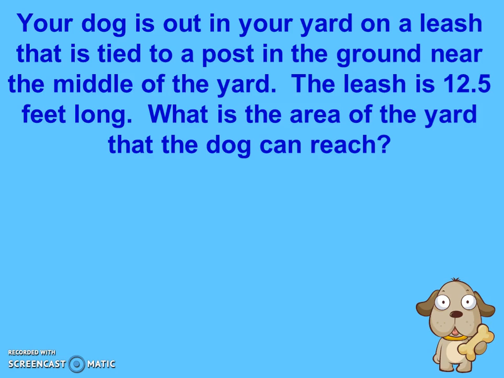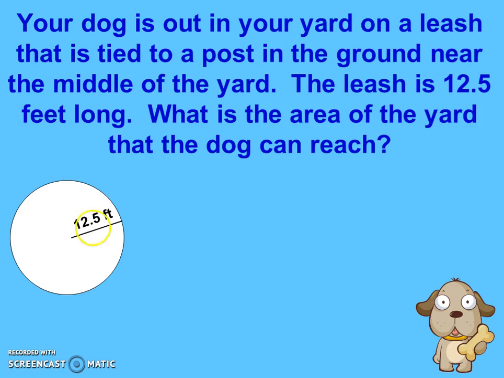All right, last example. Your dog is out in your yard on a leash that's tied to a post in the ground near the middle of the yard. The leash is 12.5 feet long. What's the area of the yard that the dog can reach? If you can visualize this, the dog can go 12.5 feet in any direction, which essentially means that he can move in a circular area. If the post is right here at the center, he can go out 12.5 feet in any direction. So essentially the leash is like the radius of the circle.